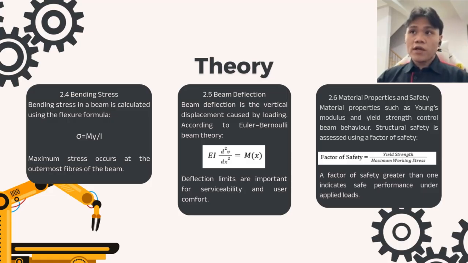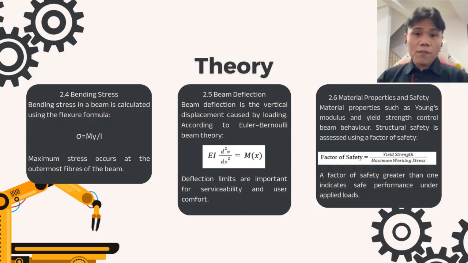Fourth, bending stress in a beam is calculated using the flexure formula: stress equals My divided by I. Maximum stress occurs at the outermost fibers of the beam. The beam deflection is the vertical displacement caused by loading. According to Euler-Bernoulli beam theory, EI d squared v divided by dx squared equals M(x). Deflection limits are important for serviceability and user comfort.